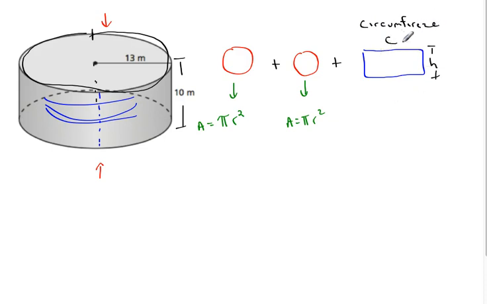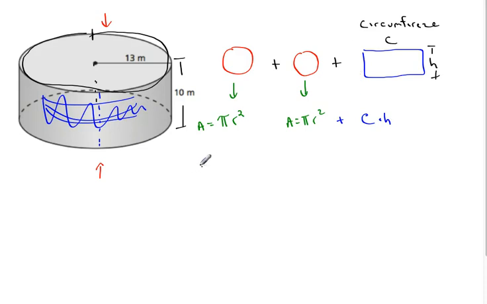So how do I find the area of this rectangle? It's really just the circumference times the height of the prism. So pi r squared will give me the top, pi r squared will give me the bottom, and then the circumference times the height of the prism will give me the lateral surface.